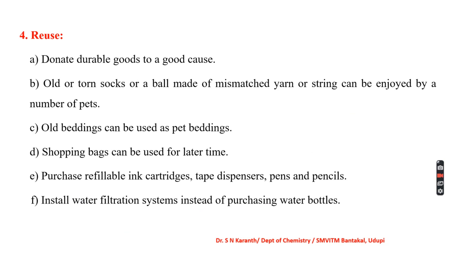We can donate durable goods to a good cause. Instead of just disposing of a component, we can reuse it. Old or torn socks, or a ball made of mismatched yarn or string, can be enjoyed by a number of pets. They can be used as a toy. Old bedding can be used as pet bedding. Shopping bags can be reused. Then purchase refillable ink cartridges, tape dispensers, pens and pencils.